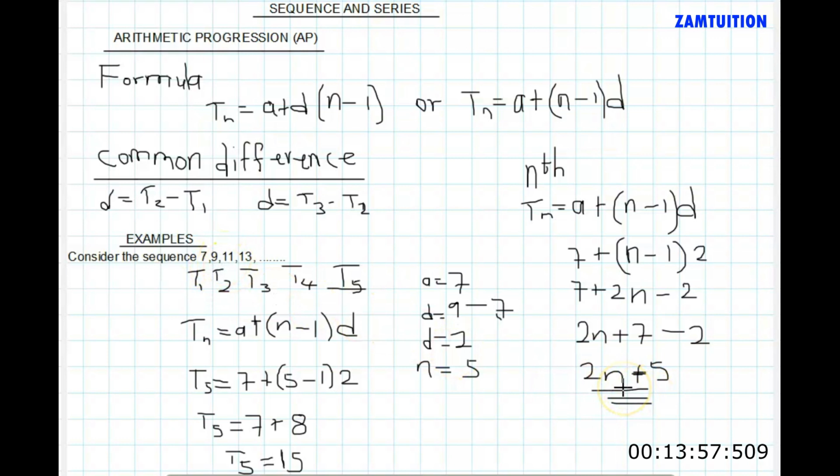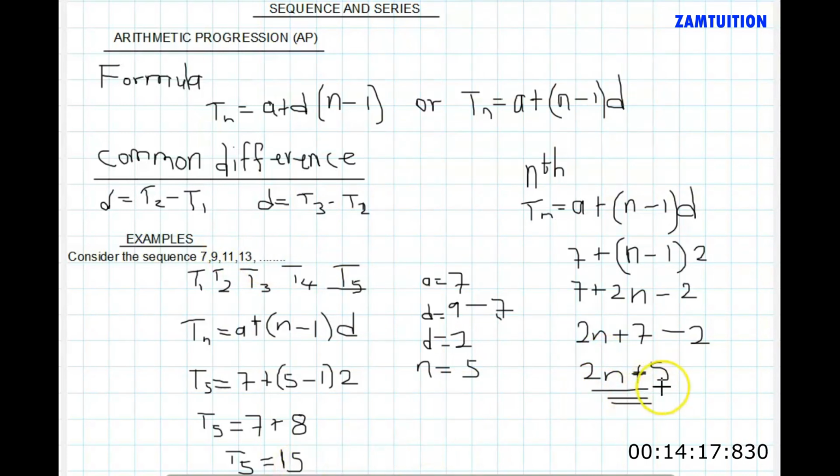For the fourth term, we substitute 4 where there is n. 4 multiplied by 2 gives us 8, 8 plus 5 is 13. For the fifth term, we substitute 5. 5 multiplied by 2 is 10, 10 plus 5 gives us 15.